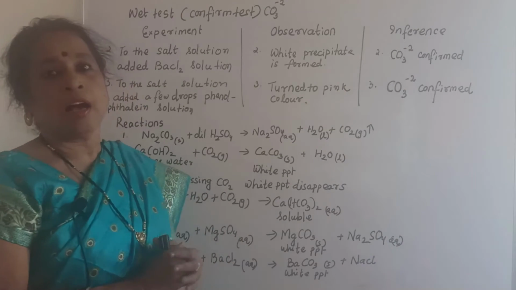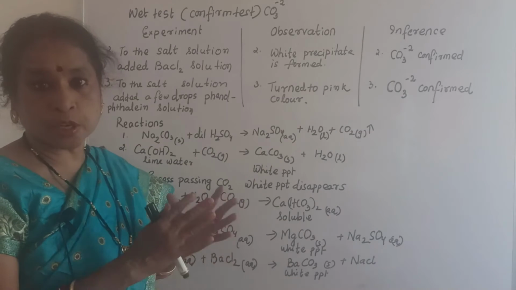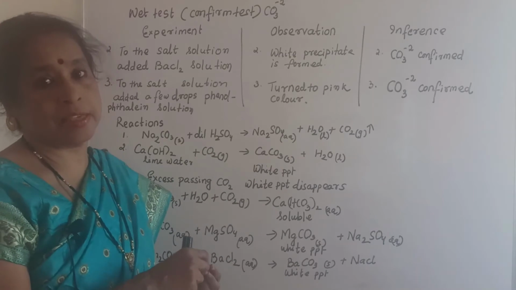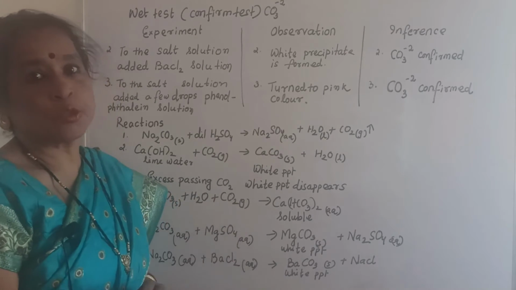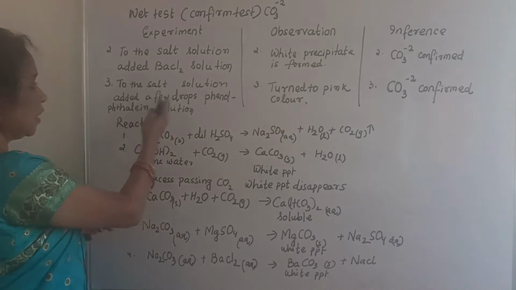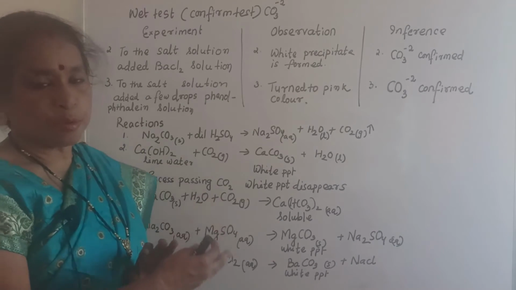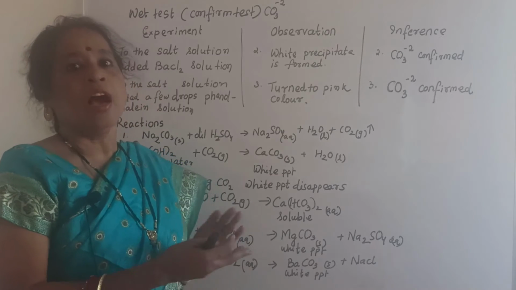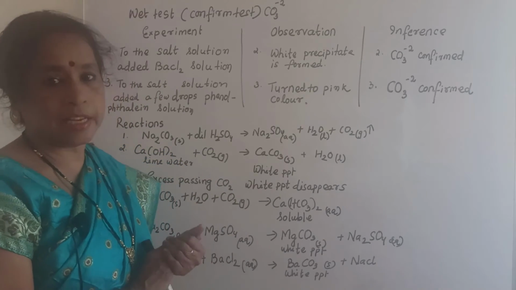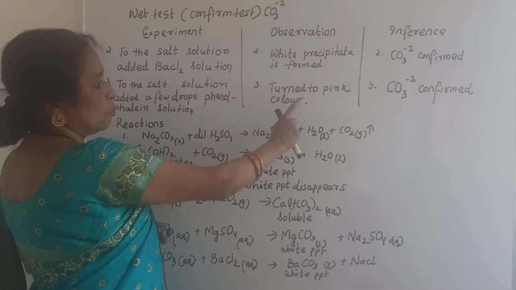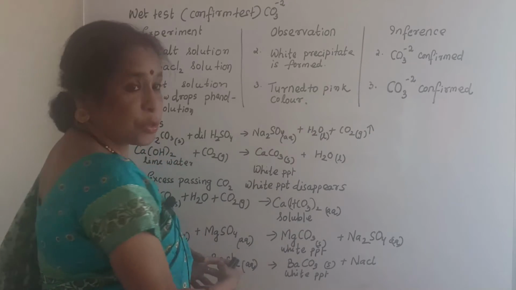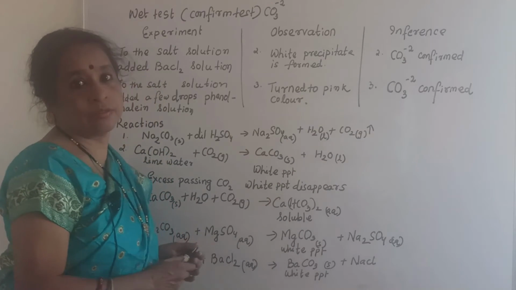And here, the third one: to the salt solution, add a few drops of phenolphthalein. The main function of phenolphthalein is that a base or alkali changes it to pink color. Since any carbonate is generally alkaline in nature, that is why it turned pink. So I am sure that carbonate is confirmed.